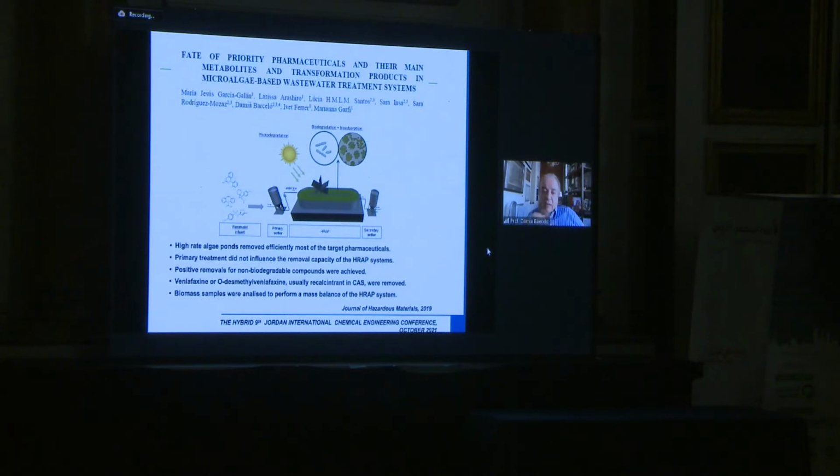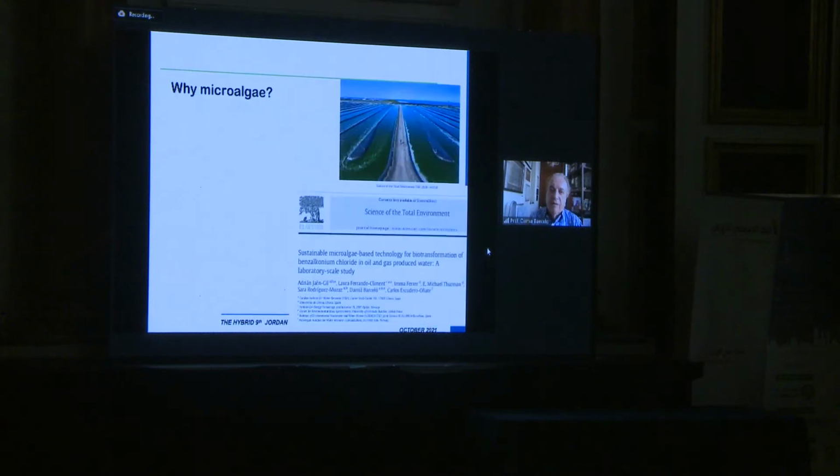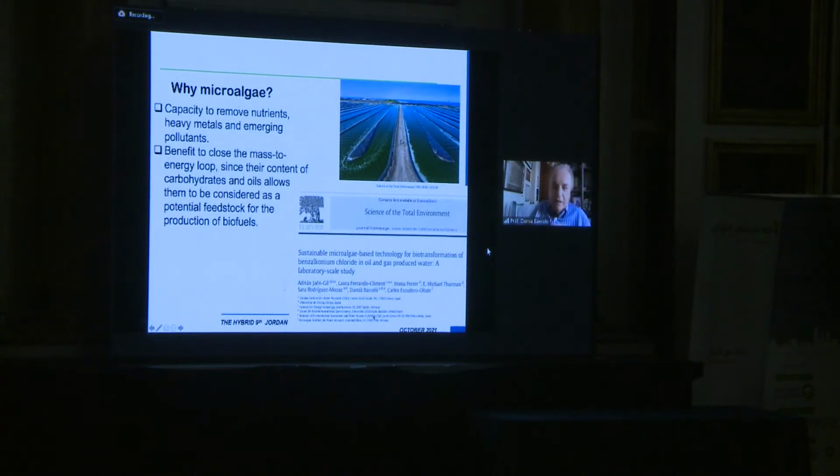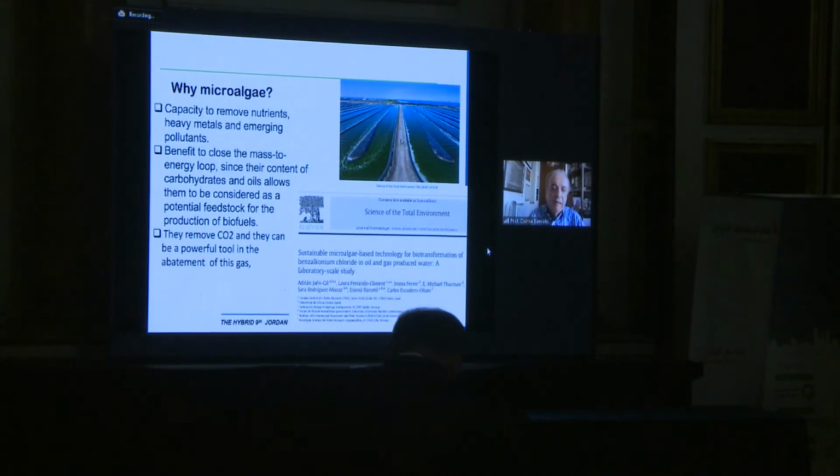We have also been doing examples in Spain with this technology for the removal of different pharmaceuticals, which is working pretty well, as you can see here. Why microalgae? Because they are able to remove nutrients. They can also be used in an energy loop, since the content of carbohydrates and oils allows them to be considered as potential feedstock for biofuels. They remove CO2, and they can be a powerful tool in the abatement of this gas. So this is something which is now also being explored for the circular bioeconomy model.